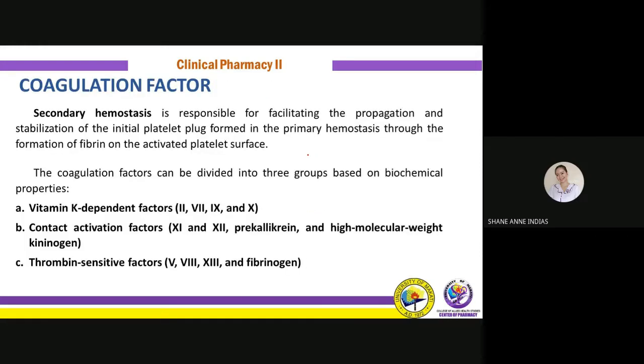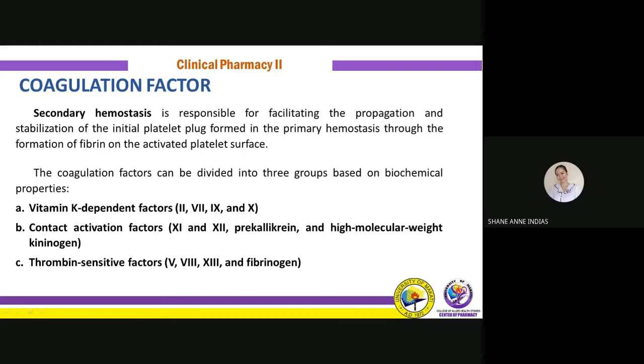For the coagulation factors, as we all know, the coagulation cascade or secondary hemostasis is responsible for facilitating the propagation and stabilization of the initial platelet plug formed in primary hemostasis through the formation of fibrin on the activated platelet surface. And those coagulation factors are divided into three groups based on their biochemical properties.